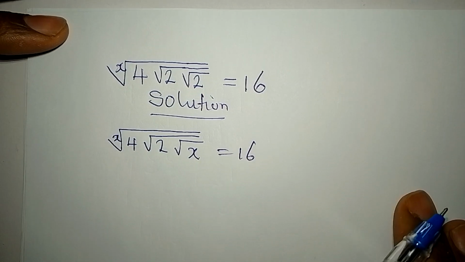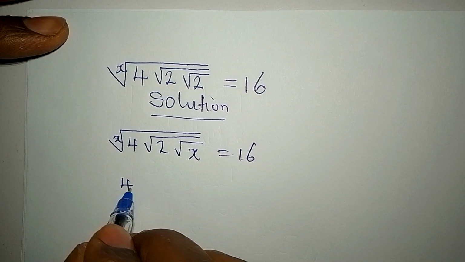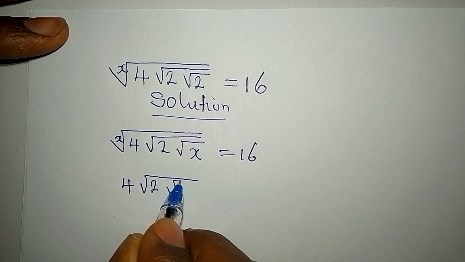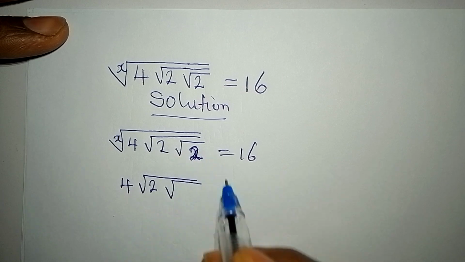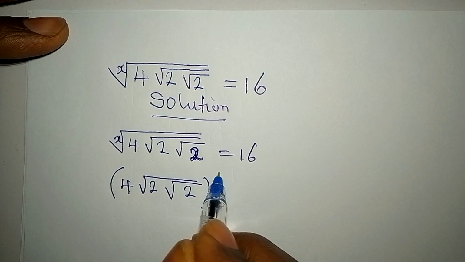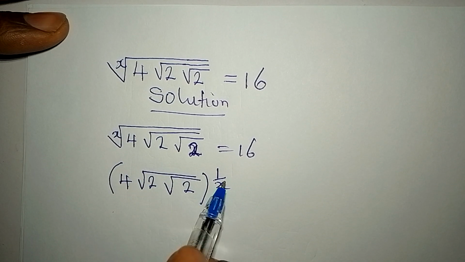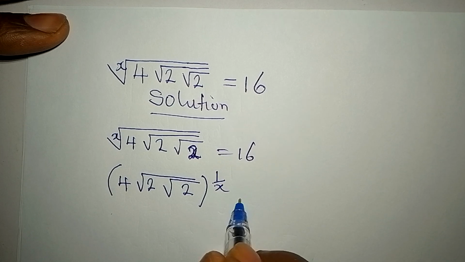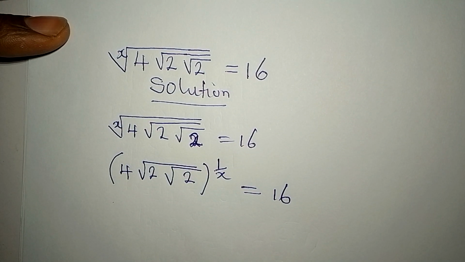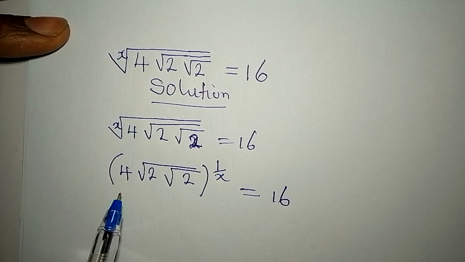Now, you can still write this as 4 root 2 root, okay, here is 2, okay, then we have root 2. This will be raised to the power of 1 over x. Okay, so we are still looking for the x root of all of this, so this is now equal to 16. Now the next thing is to eliminate this x root from the left hand side.